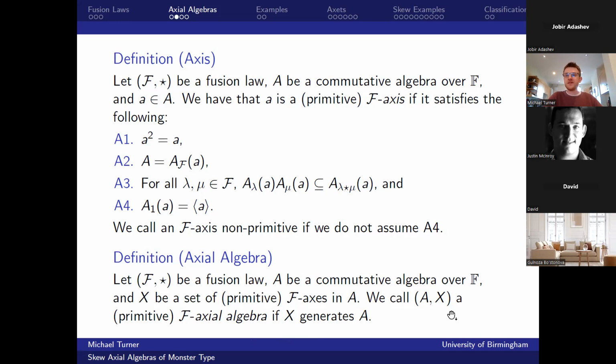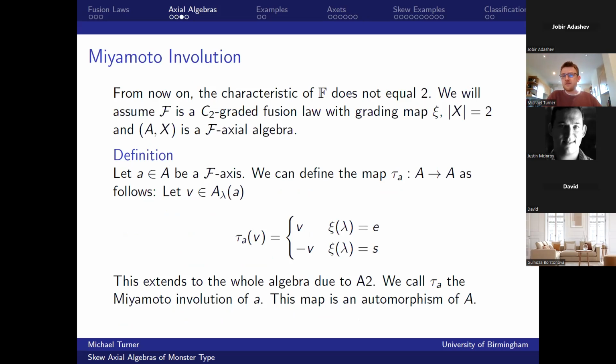It's important to note that if I've got X and I've got Y, and they both generate A, and they're both a collection of F-axes, then (A, Y) may have a different fusion law to (A, X). So we've got to be very specific on what generating set we're looking at and what fusion law we're looking at. And it will be clear later on why we've got to be pretty specific on what we're doing.